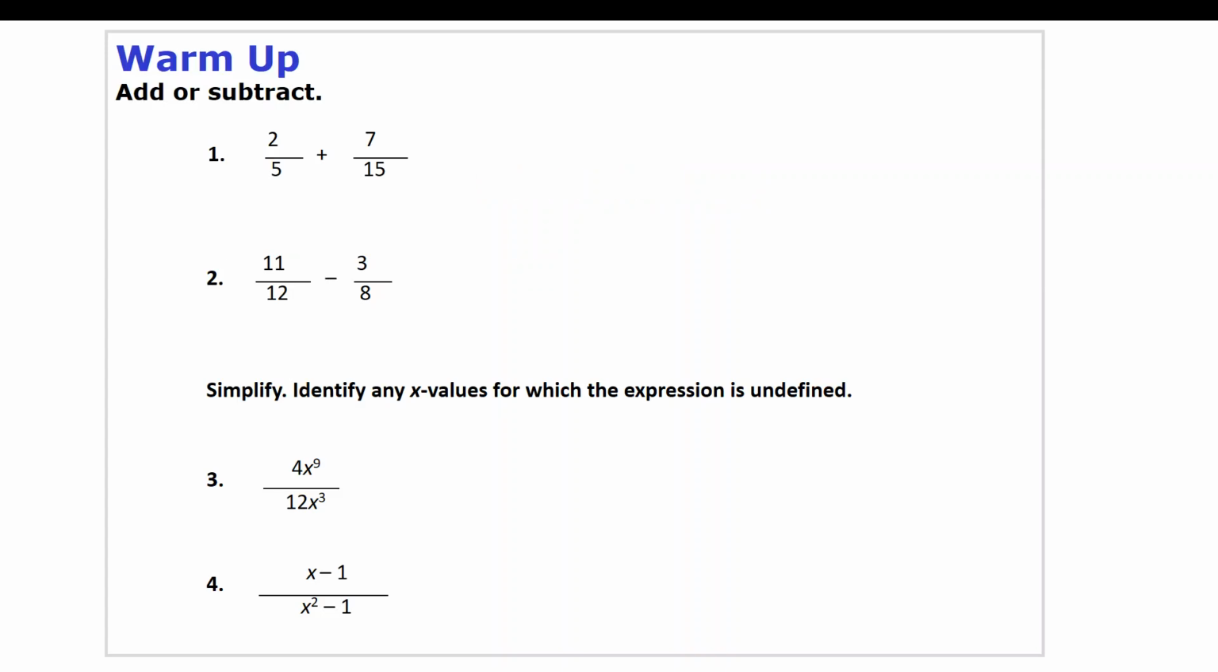All right, for a quick warm-up, I want to review adding and subtracting fractions. Remember, before we can add, we have to have a common denominator. I noticed that 15 is made up of 5 times 3, and this one is 5. So in order for them to be common, this one needs to have a 3 multiplied by it. And if I multiply the bottom times 3, I have to multiply the top times 3. So in the end, I have 6 over 15 plus 7 over 15 for a grand total of 13 over 15.